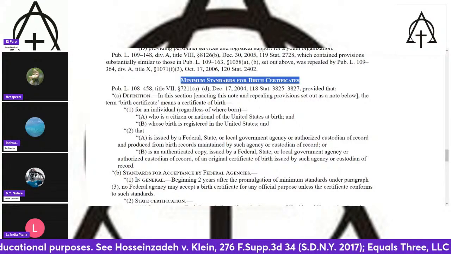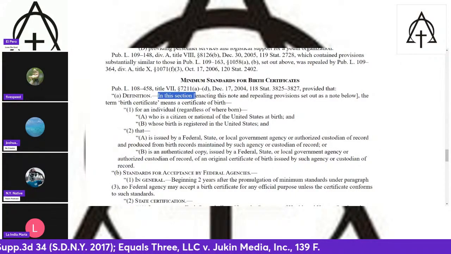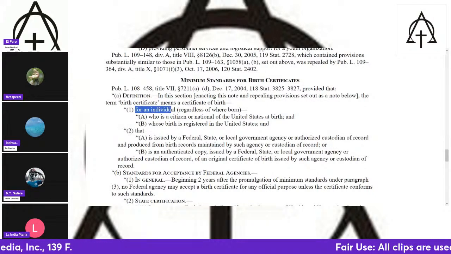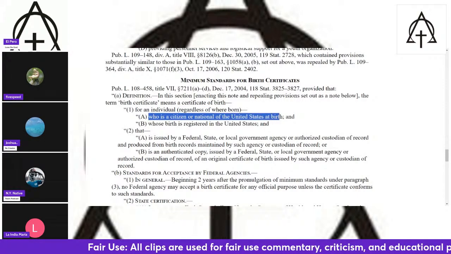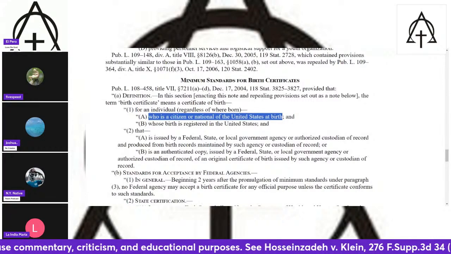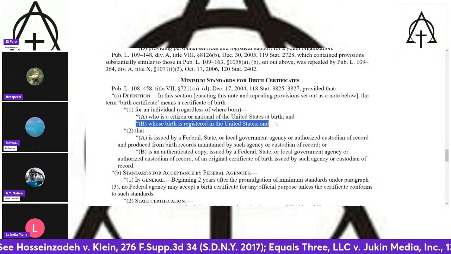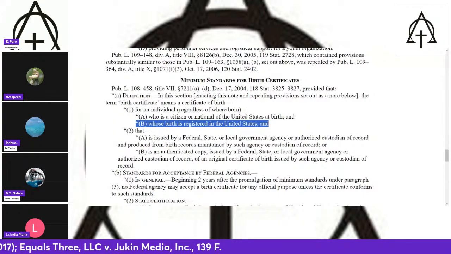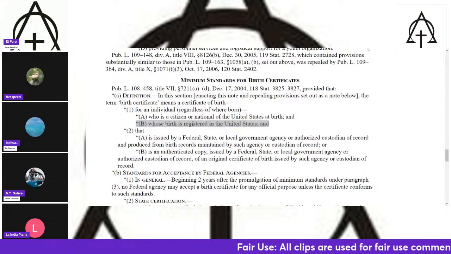So it says, A, definition. In this section, enacting this note and repealing provisions set out as note below, the term birth certificate means a certificate of birth for an individual, regardless of where born, who is a citizen or national of the United States at birth, and whose birth is registered in the United States. Now, let me show you about an inauthentic claim, folks. It says, whose birth is registered in the United States, in plain language, correct? Can I get an amen from everybody on the board? Amen.